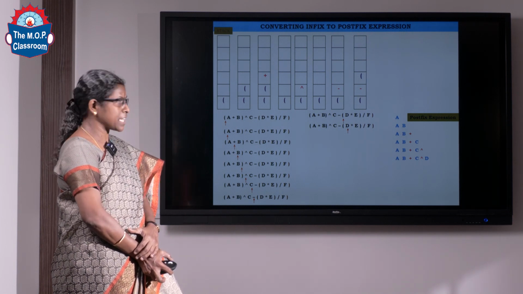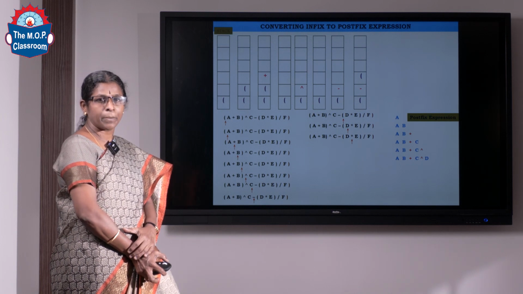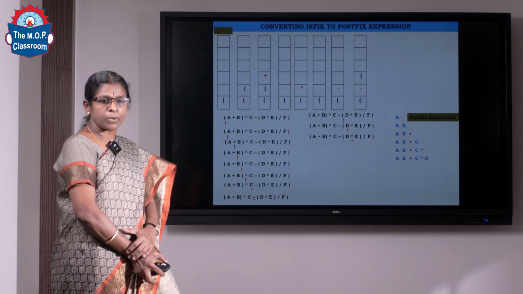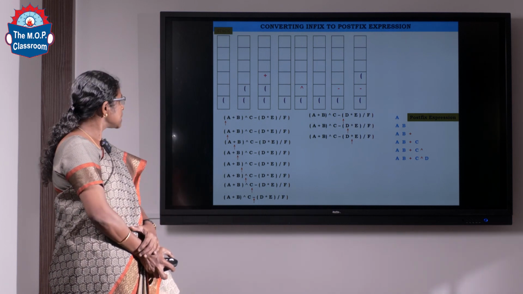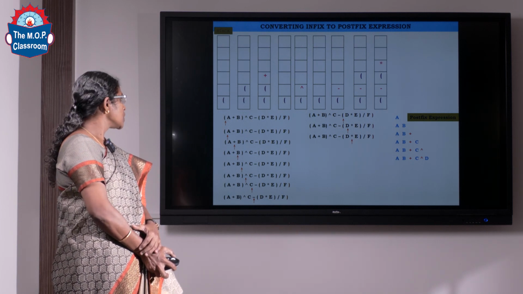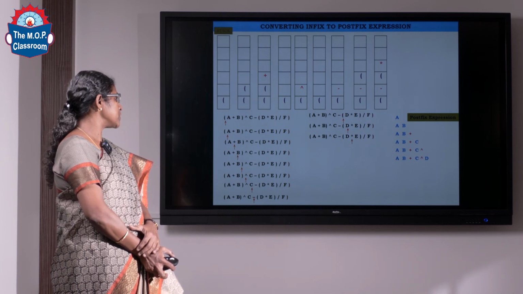Once again continue the same process. Scan for the next element. The next element encountered is the operator multiplication. So whenever an operator is encountered, check the top of the stack for any operator with higher or equal precedence. Now if you see the stack, there is no such operator, so add the new operator onto the stack. So the operator multiplication has been added into the stack and this is the status of the stack now.